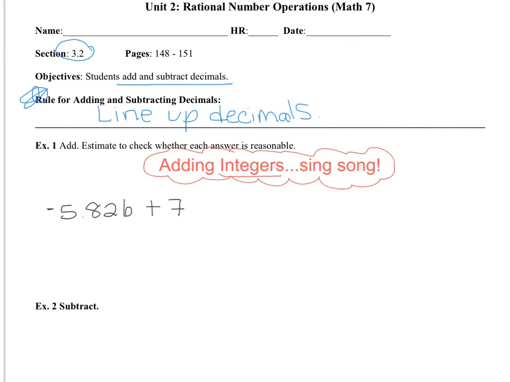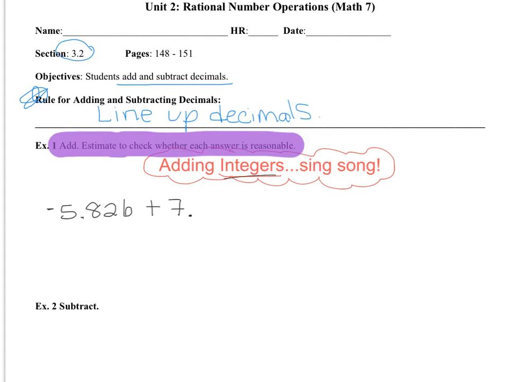Alright, so let's get started with example 1. It says to add, and then we're going to estimate to check whether our answer is reasonable. Okay, so to get us started, I already wrote it down. I want you to add -5.826 plus 7. Now with the 7, there's no decimal there, but we know that there's always a decimal at the end of a number. We just don't write it.